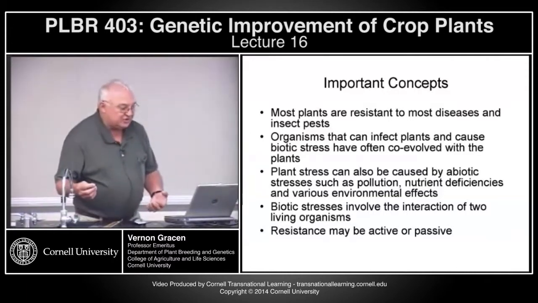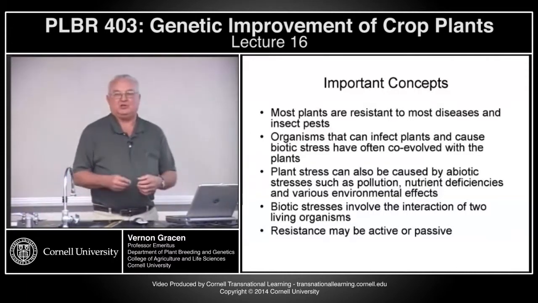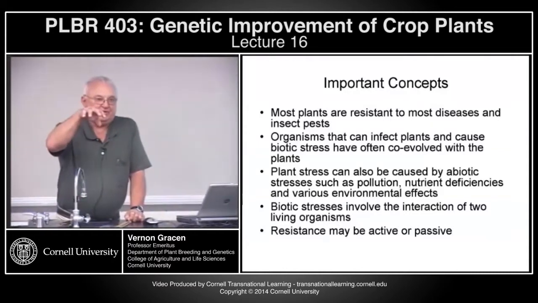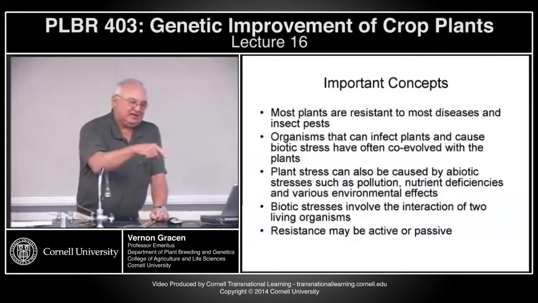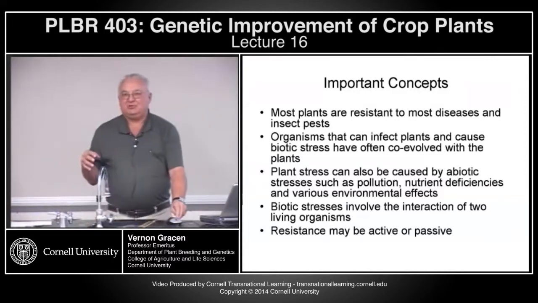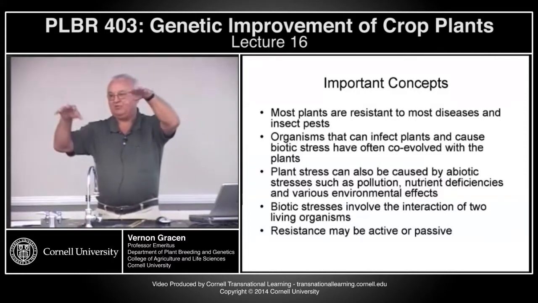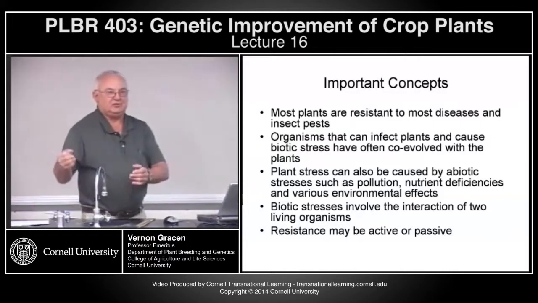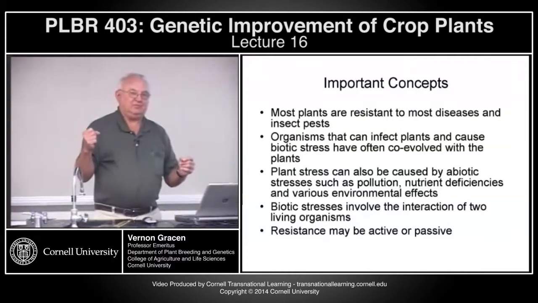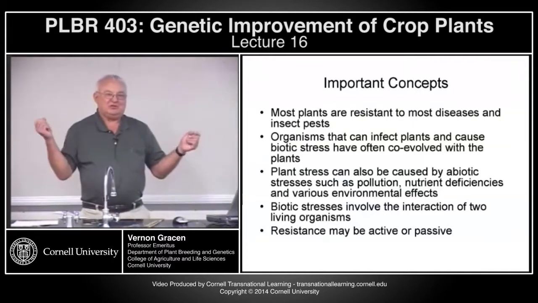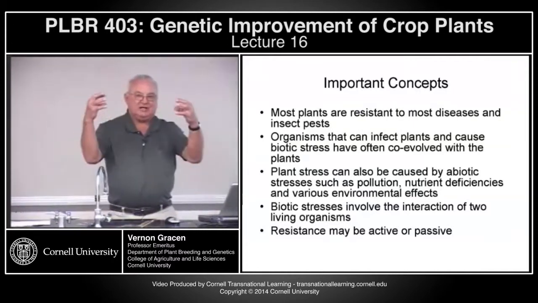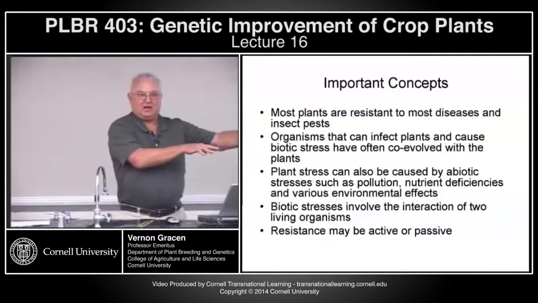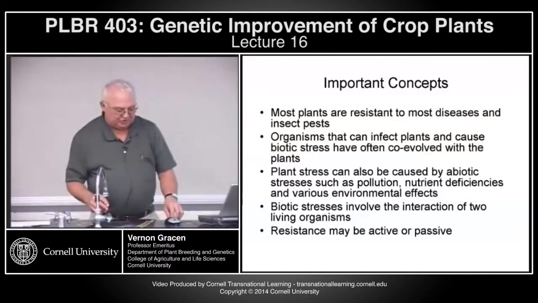Now, why are they resistant? Probably because in order to develop a disease on a living organism such as a plant, the pathogen or the pest would have to evolve with that plant over time. And we have some cases of pests expanding their host range, and that certainly occurs. But there's got to be some sort of genetic and physiological interrelationship between the host plant and whatever pest or pathogen you're dealing with.